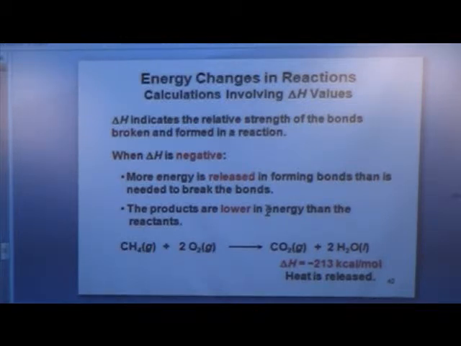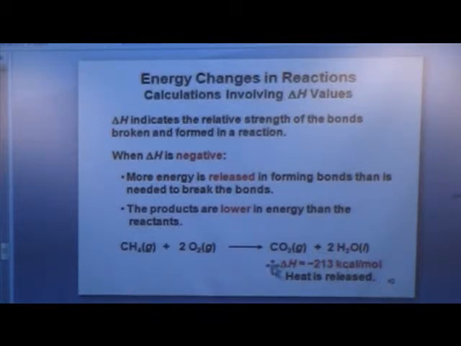When delta H is negative, which is exothermic, it means more energy is released in forming bonds than needed to break the bonds. The products are lower in energy than the reactants. Say for example, we have CH4, methane, reacted with oxygen, and it provides you carbon dioxide, water, and heat. Natural gas, the gas that we're using in our daily life, the main component is methane. 90% of natural gas is methane. So methane reacts with oxygen, gives you carbon dioxide and water, plus heat energy.